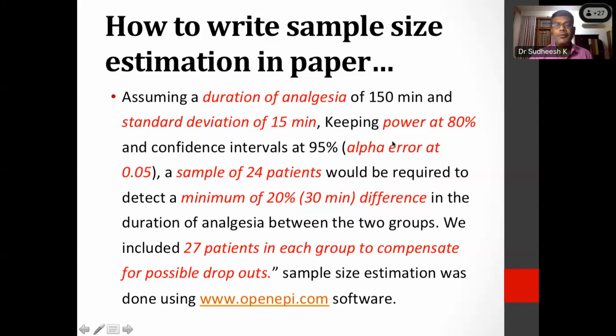Okay, and I've mentioned all these things, and I also mentioned the effect size, and this is the minimum sample size, and I included 27 patients in each group to compensate for the possible dropouts. So 24 plus 3, that is 10% of this calculated sample size, will result in 27 patients. This is the final sample size.